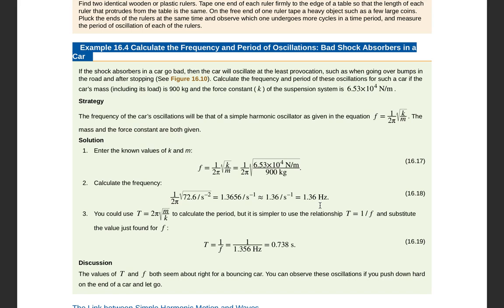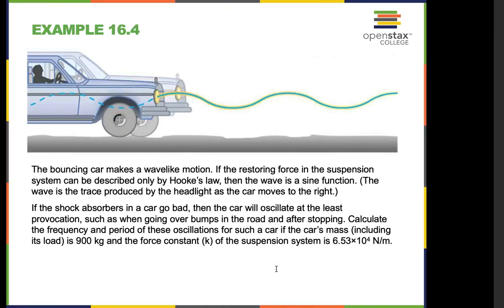And same thing for your period. You have m over k here, so you just plug in as well. And we also know that your period is 1 over frequency, so you already have your frequency. It's easier just to do that. So we get 0.738 seconds. That would be the frequency and the period of the oscillations for this car.